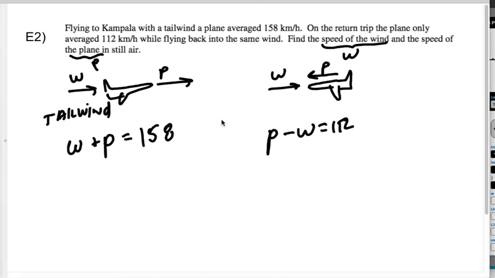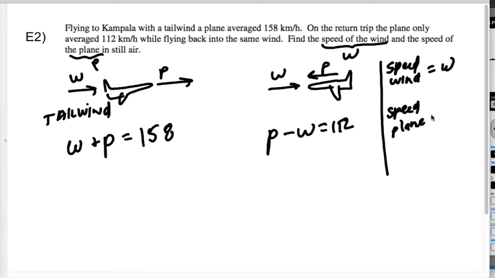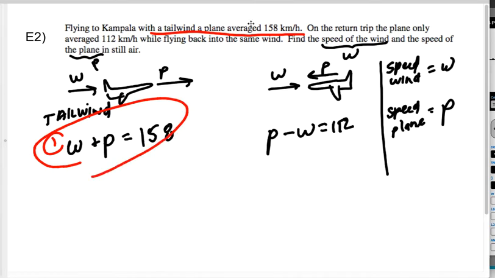Okay, cool. So now what I've done is I've assigned my variables, right? So the speed of the wind was W. The speed of the actual plane, like the speed the plane is intentionally trying to fly, not counting the actual airspeed that the whole thing is moving, is P, right? And I have two equations, right? I have one that says when they were working together, which is what a tailwind means, right? I have this, right? And I have one that says when they were working against each other, flying back into the wind would be this, right?